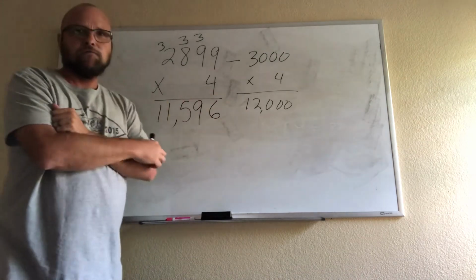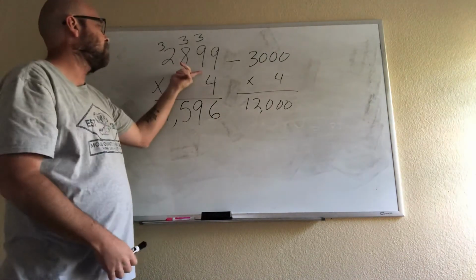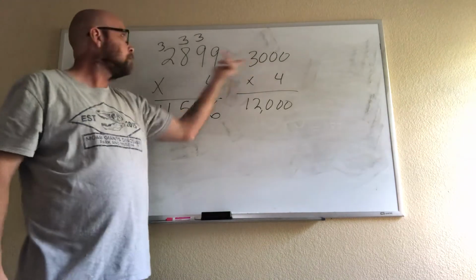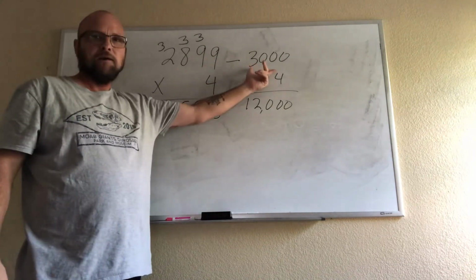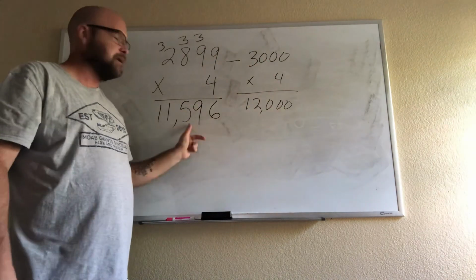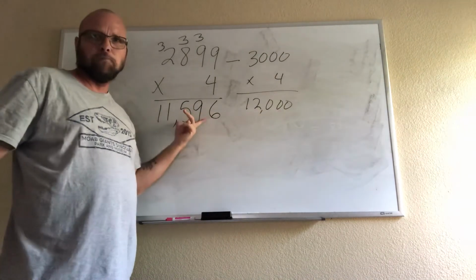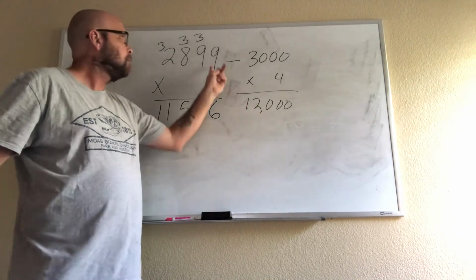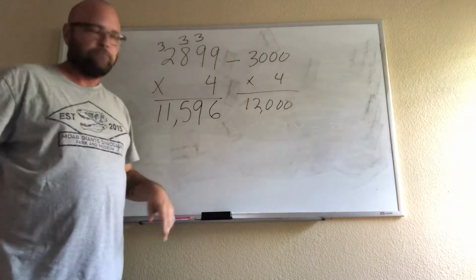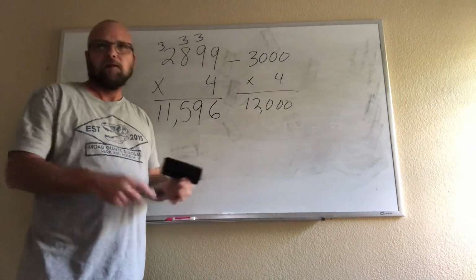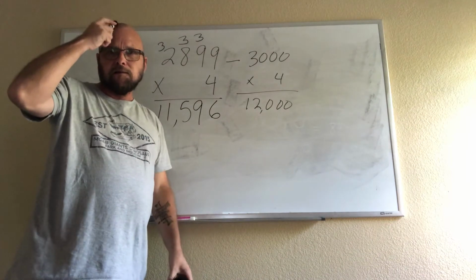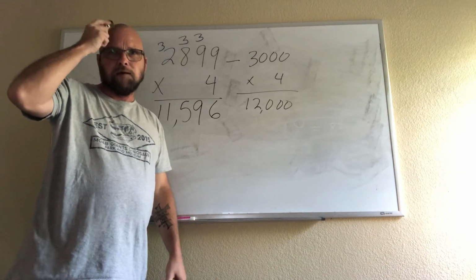Close to my estimate of 12,000. Since I moved 2,899 up, I knew my answer was going to be less than my estimate. My actual product is less than my estimate because I moved this factor up. Believe in your heads that you can do this, and I promise you can.